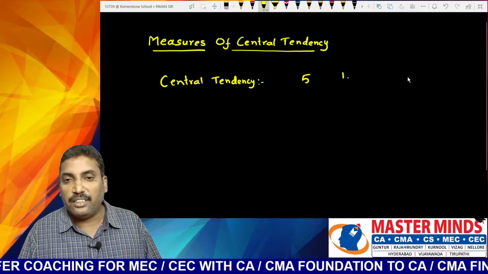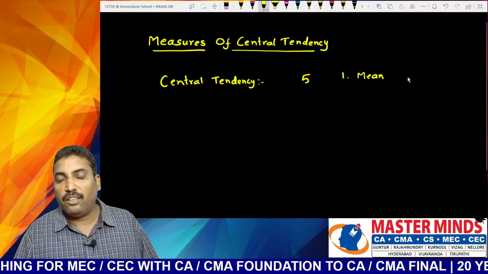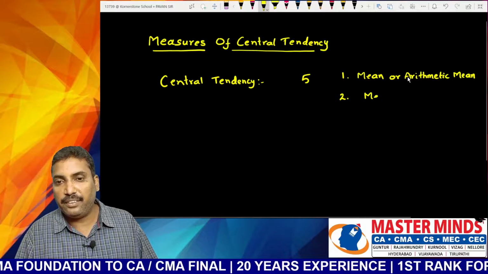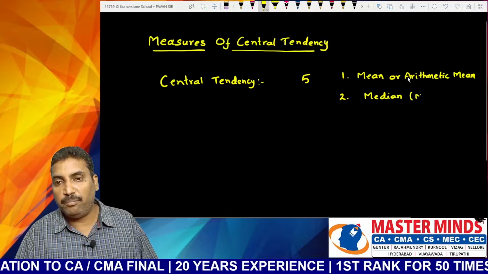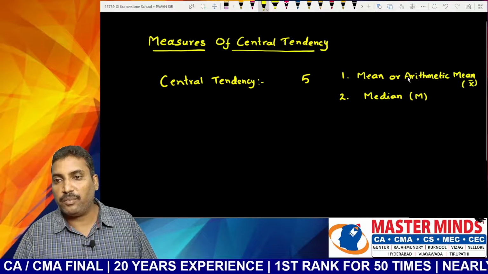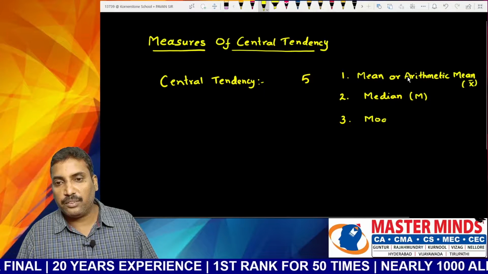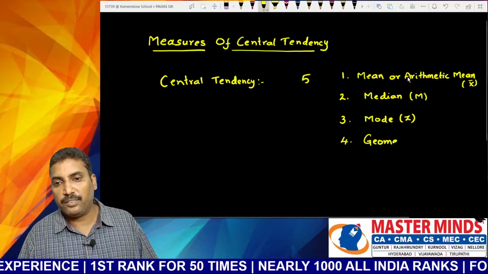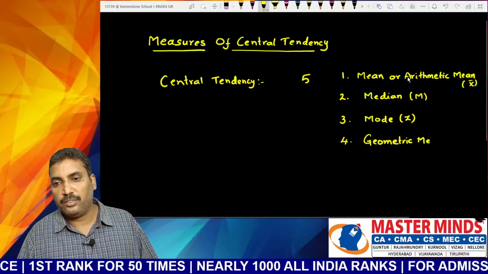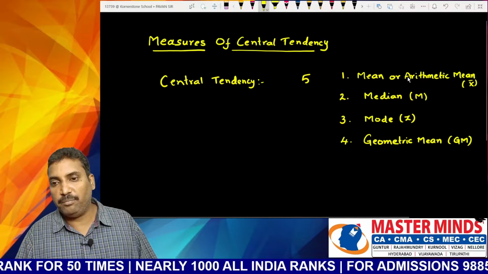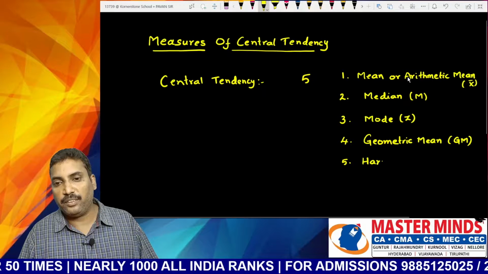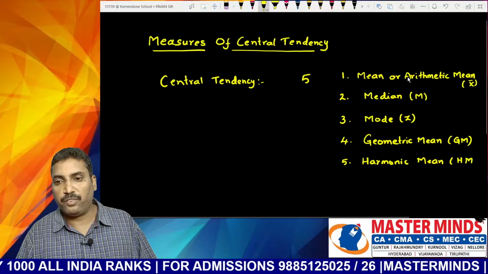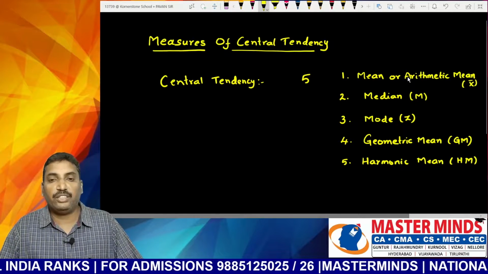The first one is mean, also called arithmetic mean, denoted with X bar. The second one is median, denoted with M. The third one is mode, denoted with Z. The fourth one is geometric mean, that is G or GM, and the fifth one is harmonic mean, H or HM. These are the main measures of average.